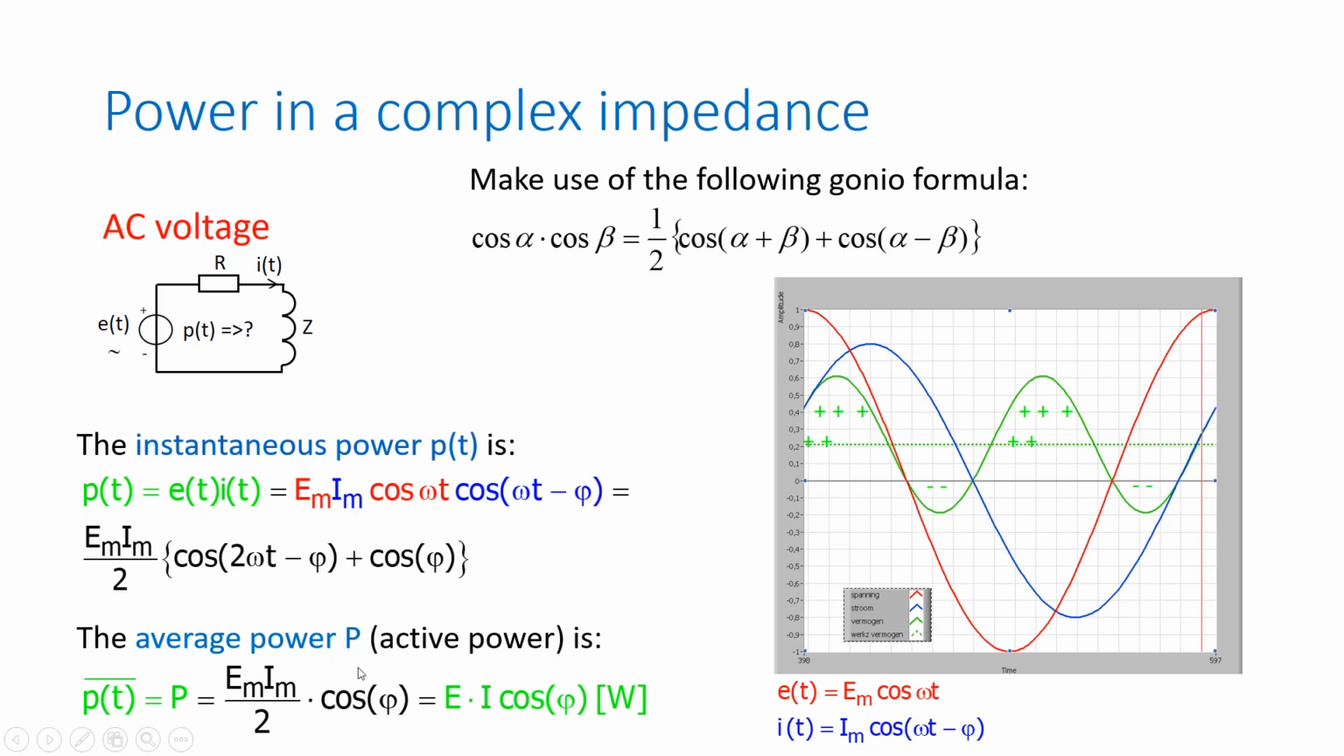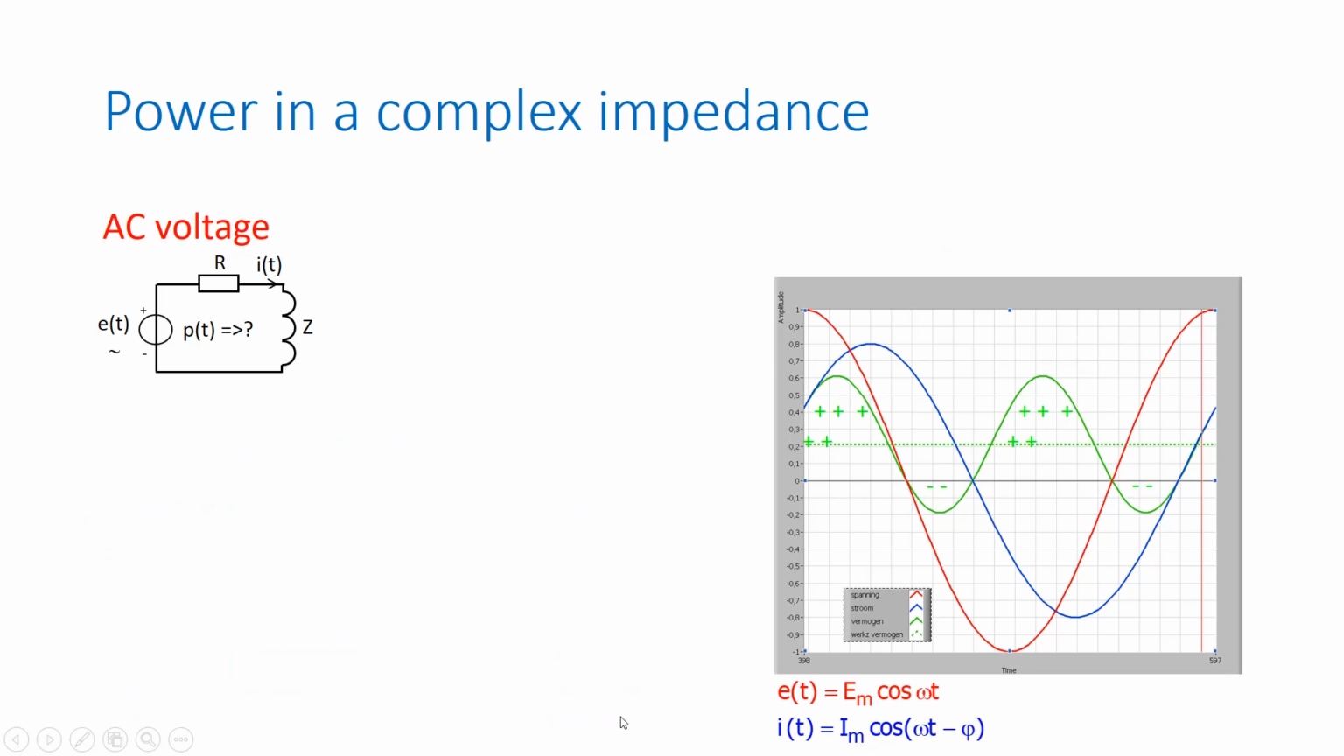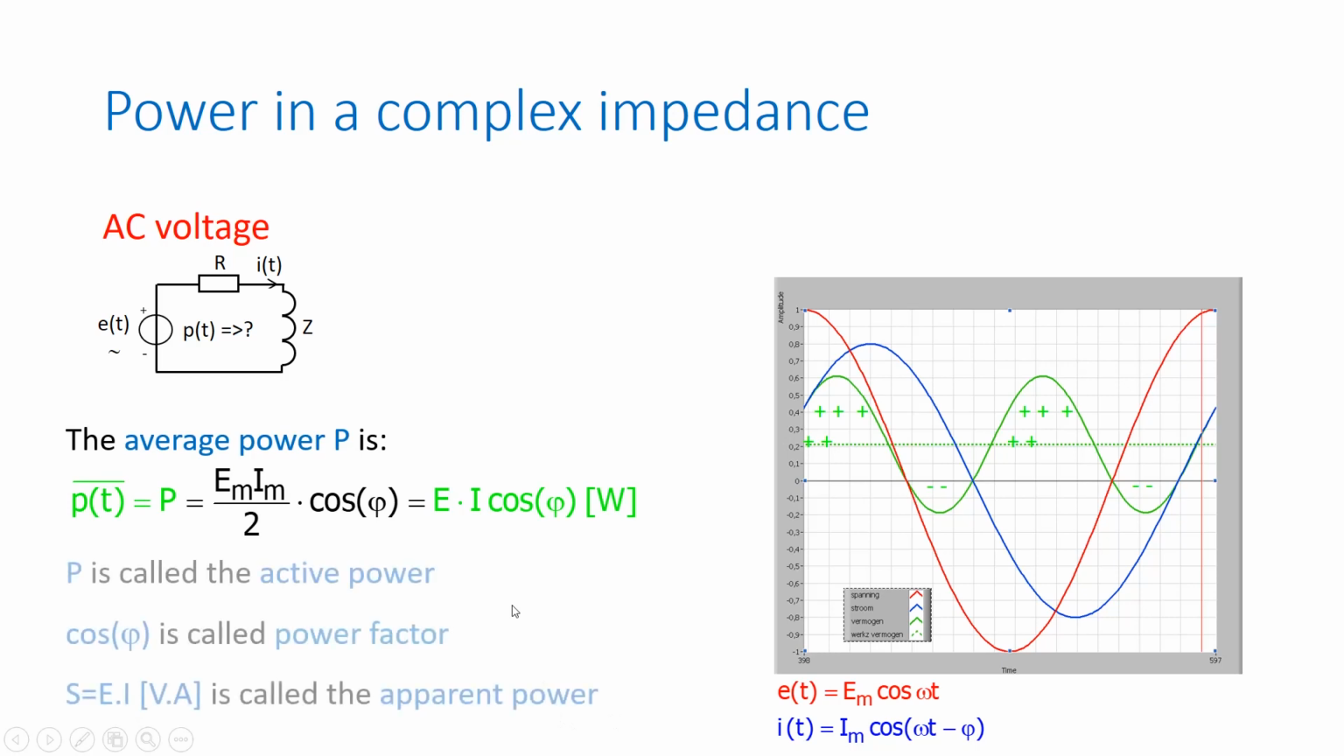So my average power, which has the unit watt, equals the RMS voltage times the RMS current times the cosine of the phase shift between voltage and current, cosine of phi. Well, when we have this, we can call P the active power, as I said, in watt, and cosine of phi is called the power factor.